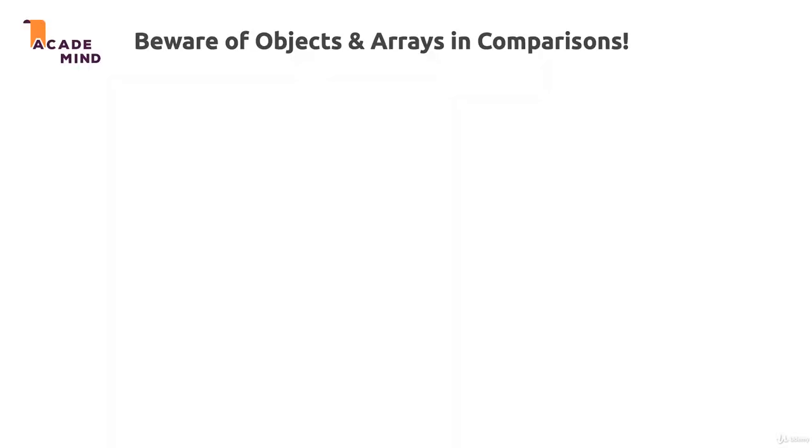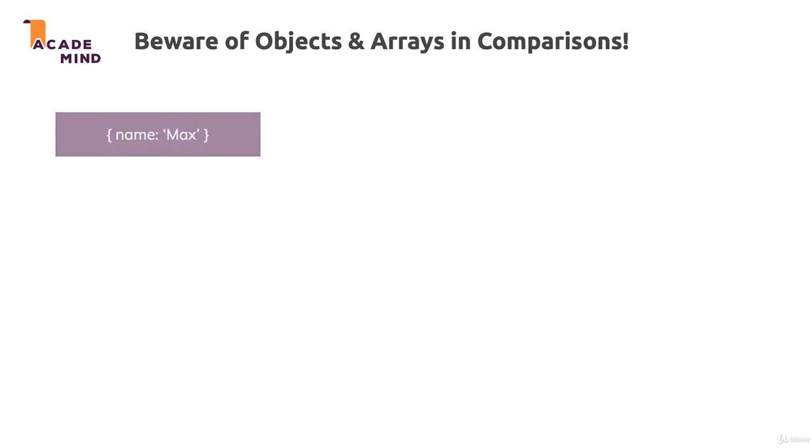When comparing values in JavaScript, there is a strange behavior you might notice if you start comparing objects and arrays to each other, because these don't work like numbers or strings do. Consider this example.